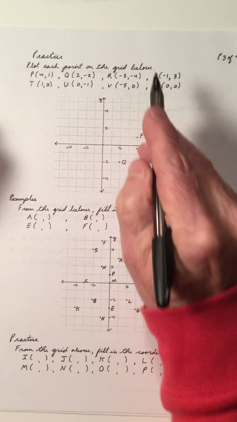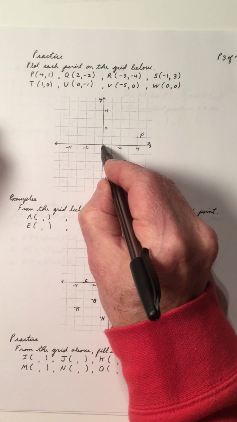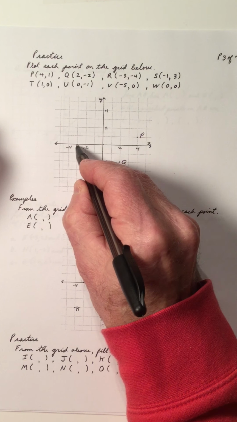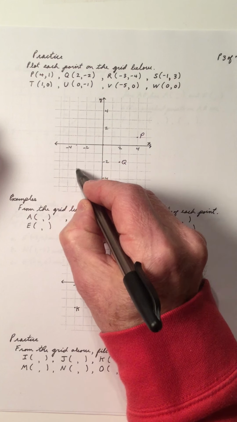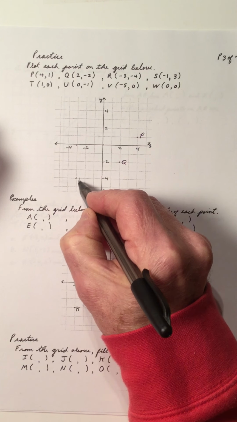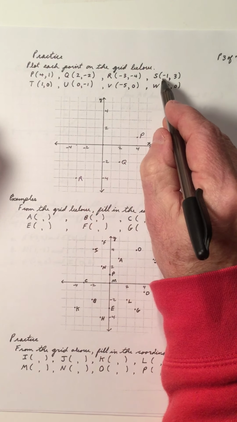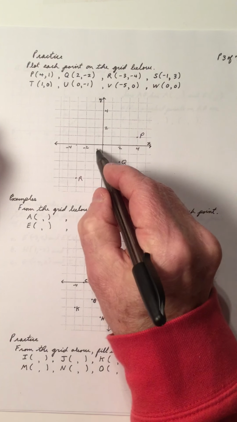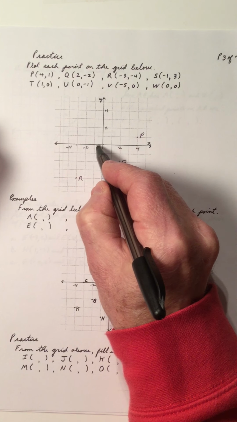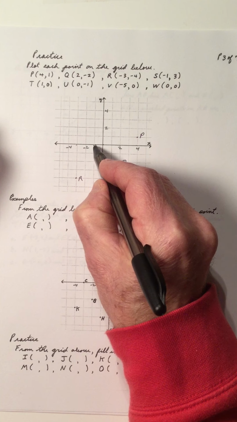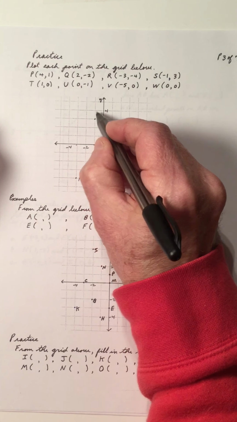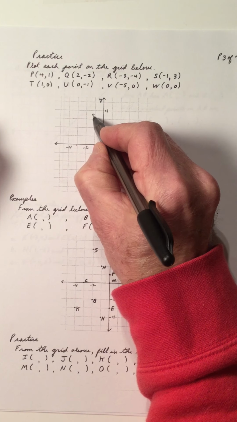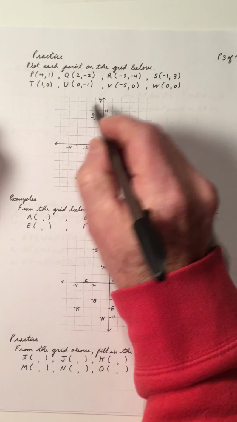R is (-3, -4). -3 on the X is 3 to the left. And Y is -4 is 4 down. 1, 2, 3, 4. So there's R. S is (-1, 3). -1 on the X is right there. And 3 up. 1, 2, 3. And that's S.